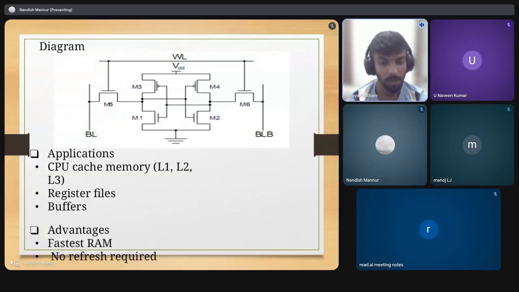Applications: SRAM is mainly used in CPU cache memory L1, L2, L3 for very fast access, in register files inside the processor, and in buffers in high-speed systems. Advantages: it is the fastest type of RAM available, no refresh is required unlike DRAM, and it is highly reliable for critical operations. Due to high cost, SRAM is used in small-size but high-speed areas of a computer.